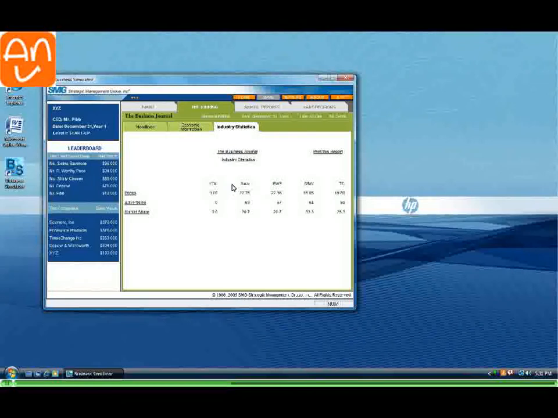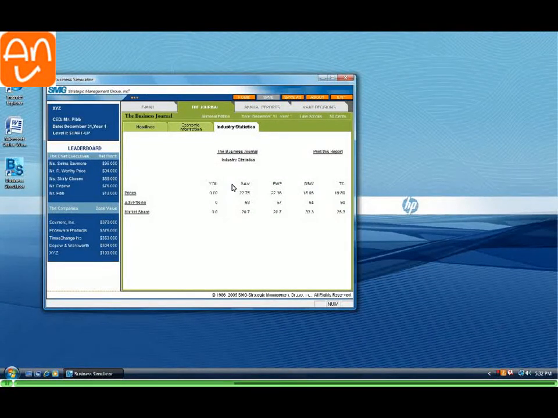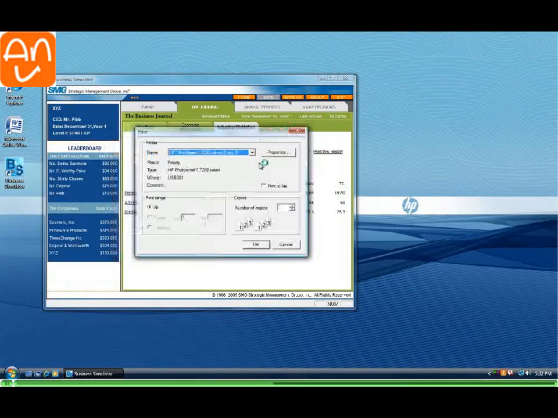The industry statistics screen provides you more information about your competitors' actions in the previous year and their relative success in selling their products. This information will help you with pricing strategy. And any of these screens that you want to print out, you just simply click print this report, and that will bring up your print dialog box.